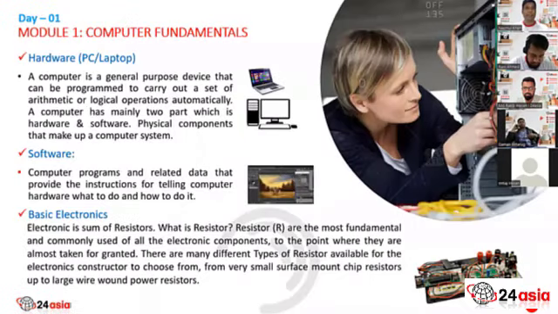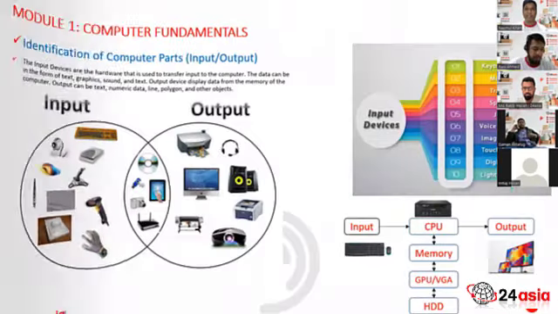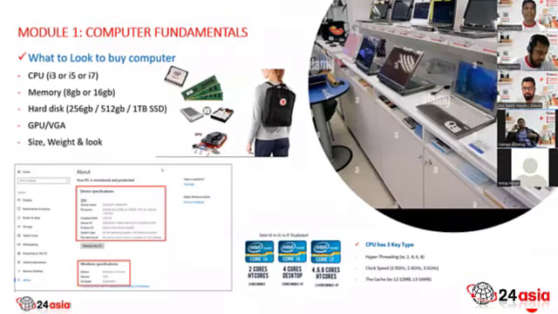So let's quickly recap. This was the first day. We have learned about hardware, software. We learned basic electronic circuits. We learned about input-output devices. We have learned, if you want to buy a laptop or a PC, what are the key criteria that you should take note of in terms of the CPU, memory, hard disks.